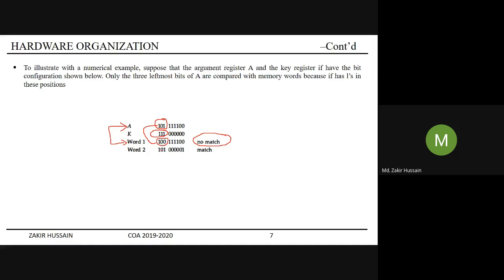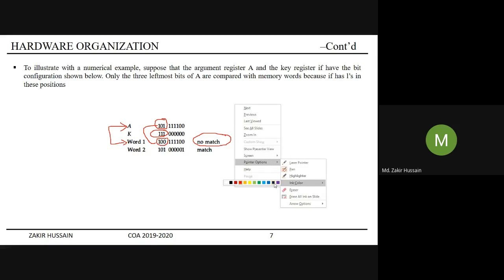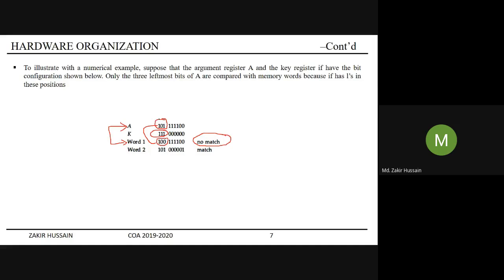If you see the other one, let me take this one. This one and this one. Meaning this argument register contains this 101 and this one here. The match is happening here. That's why the match is shown here.